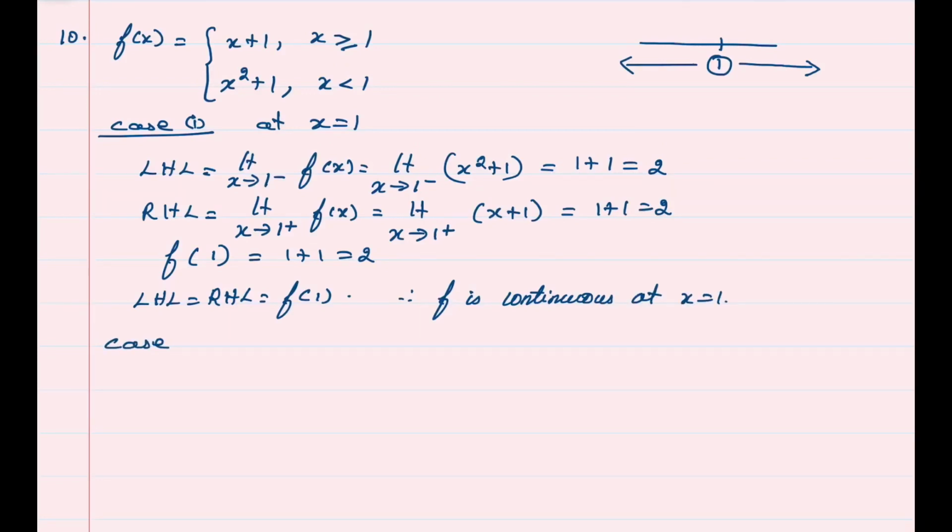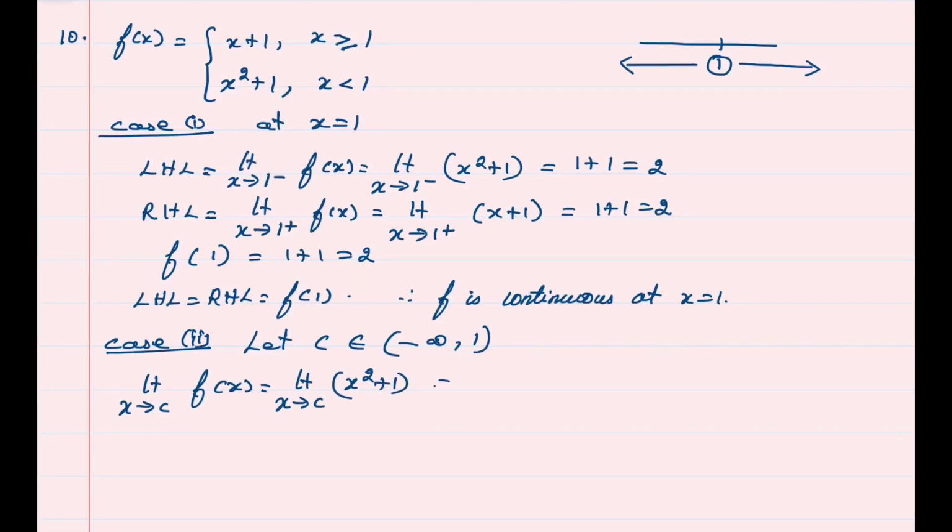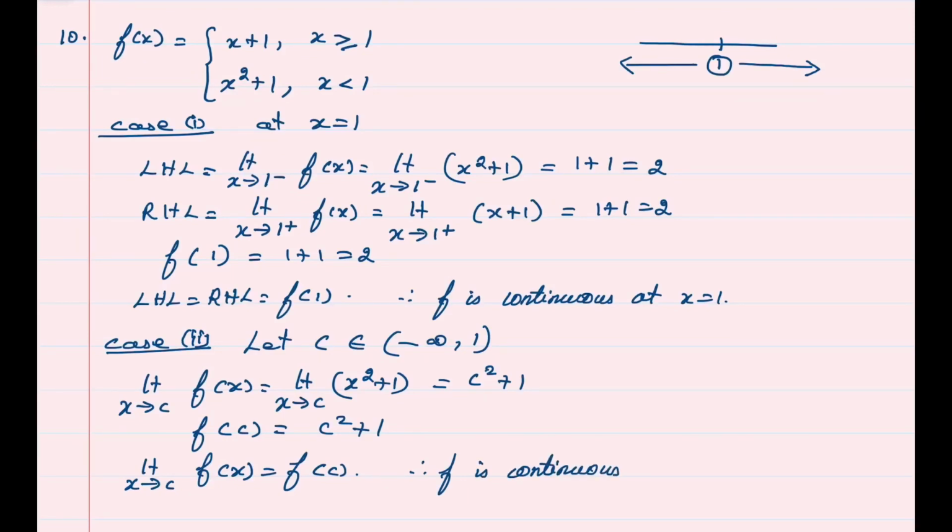Now, case 2. We will check for all real values which are less than 1, that is minus infinity to 1. In this interval, we have only one definition, less than 1 definition. So, need not do LHL and RHL. Limit extending to C of f of x is x square plus 1 in this case. Directly we can substitute the limit value, and f of c, we use the same definition, c square plus 1. Limit extending to c of f of x and f of c are equal. Therefore, f is continuous in the interval minus infinity to 1.